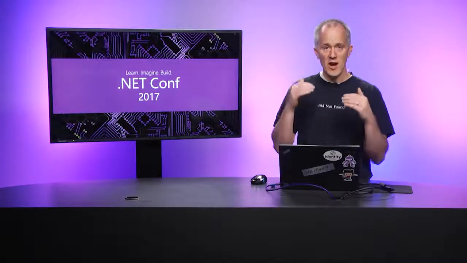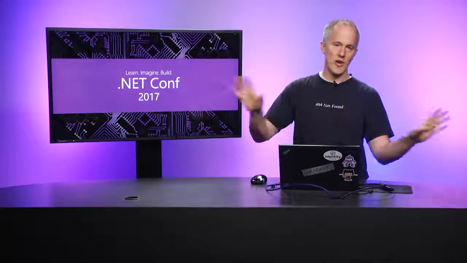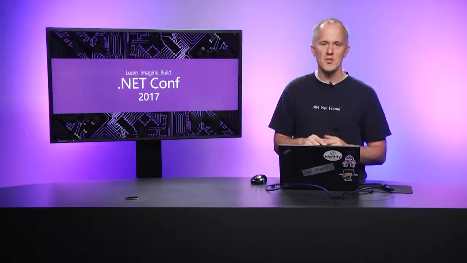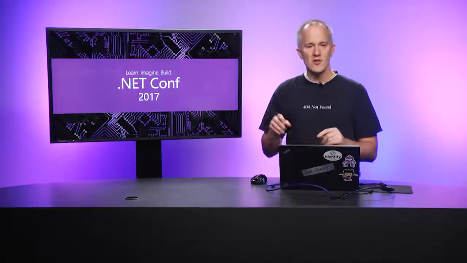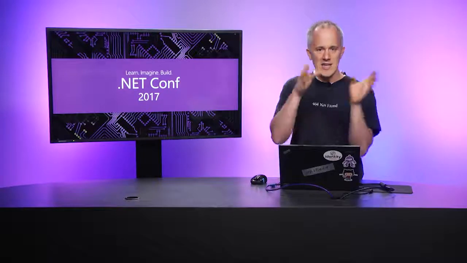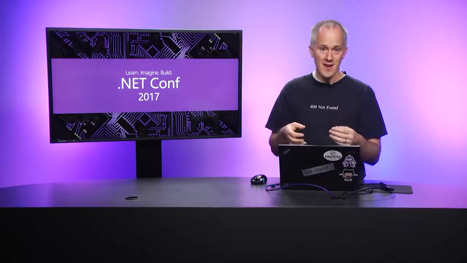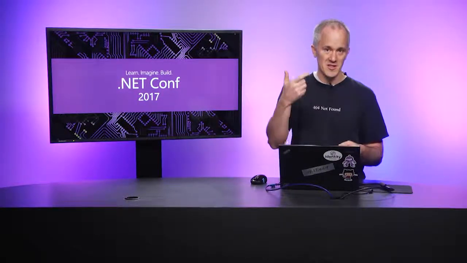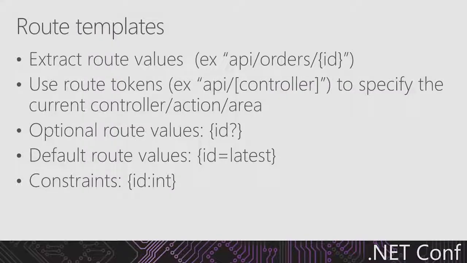Now, if you want your route values to be optional, like if they're there, great, capture it, but if they're not, it's okay, it should still match, you can specify a question mark that expresses optionality. If you want the value to be optional but to have a default value, you can use equals as a syntax. So id=latest means if the id is there, capture it. If it's not there, it's okay, but when I ask for the id route value, please give me this default value, latest.